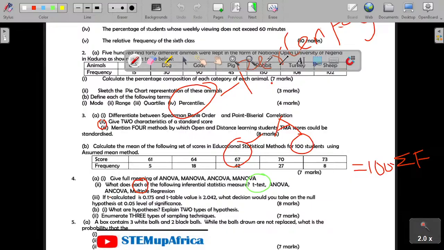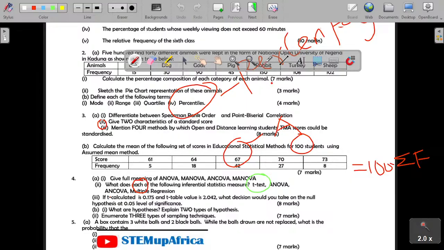So the question is, what decision will you take on the null hypothesis at 0.05 level of significance? The null hypothesis means that somebody makes a statement: there is no difference in performance between boys and girls in mathematics. That is a null hypothesis.